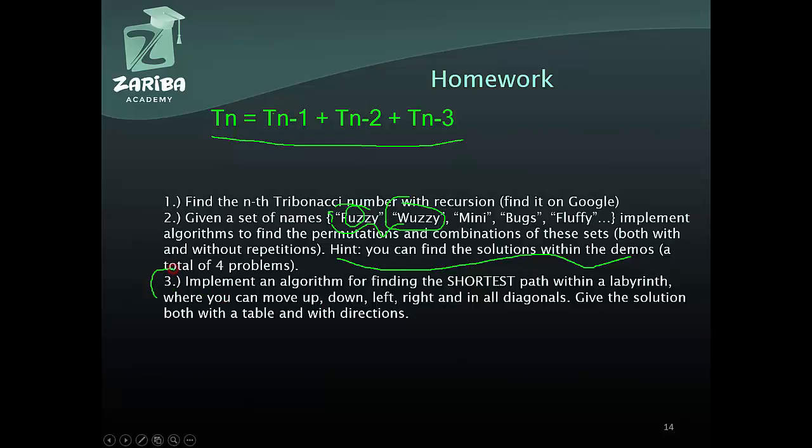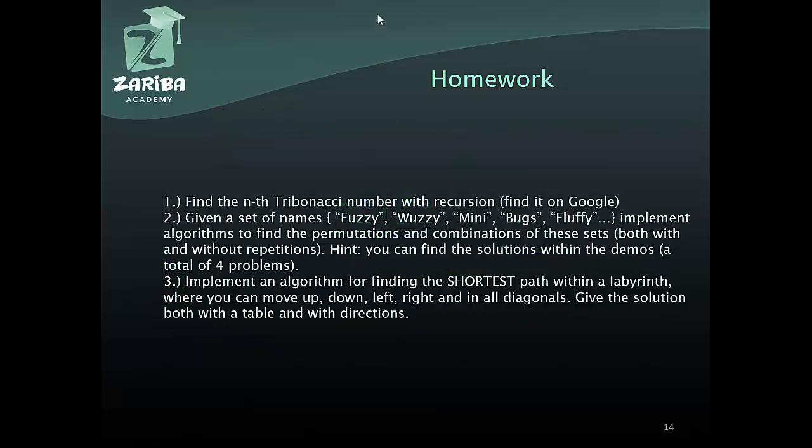And then finally, you have to find an algorithm which calculates the shortest path. So it's going to be just one. But you can move up, down, left, and right. Also the diagonals, and you have to give it both with a table, the solution, and also the thing that we discussed 2 minutes ago with the directions. Is it clear what you have to do? It's relatively simple, I think.